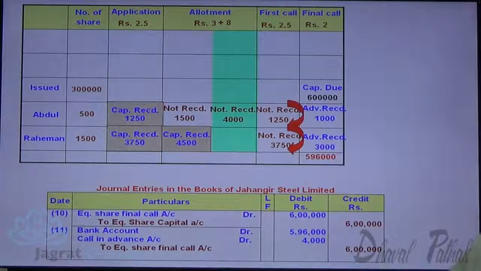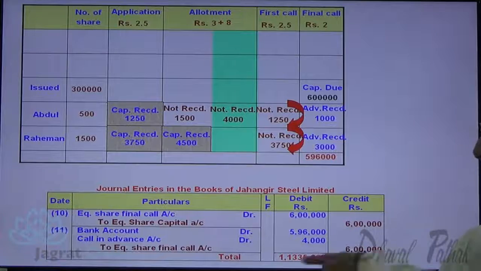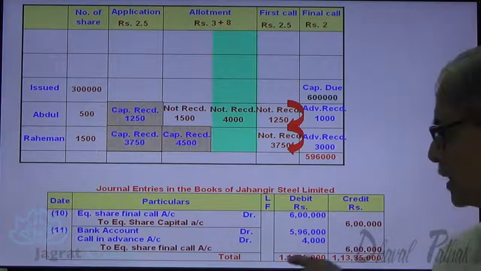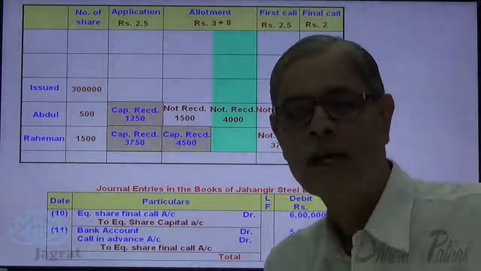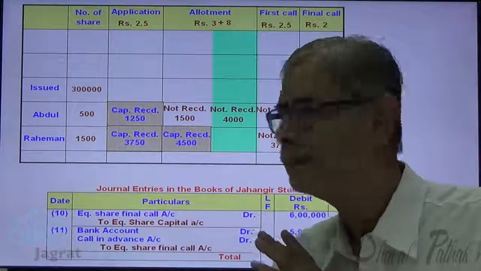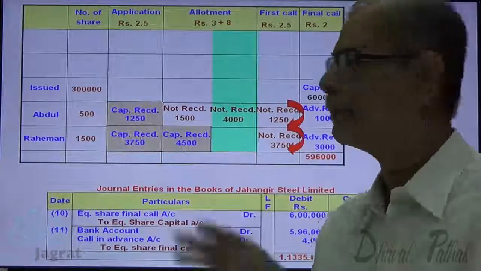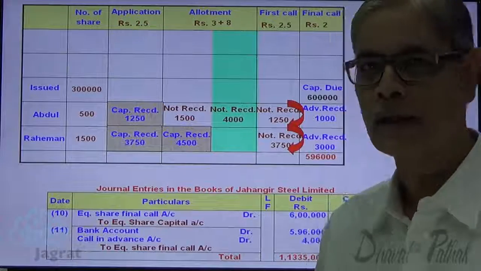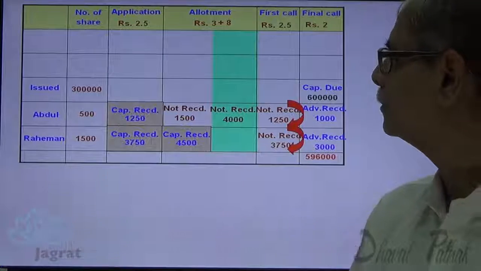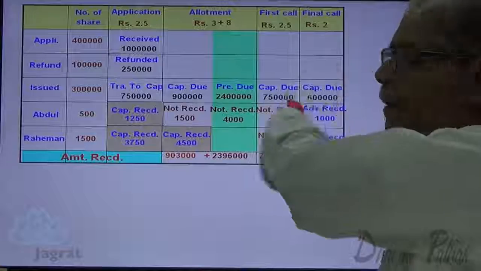Now after writing all these entries, let me have a total of all 11 entries. This is how you can have the total. I'll demonstrate this at the end. Now this is the working. Now let me bring all the previous working for your better understanding. This is my total working note.